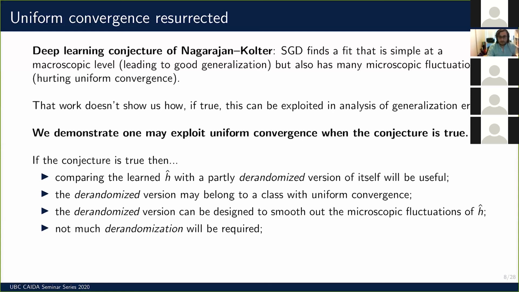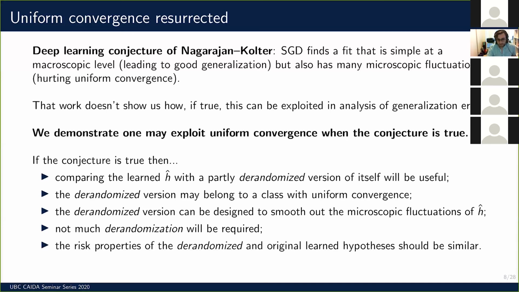And again, if the microscopic fluctuations are small and it's good at a macroscopic level, then we won't need to alter our learned hypothesis too much. And so the risk properties of a derandomized version and the original version should be similar. So the overarching goal here is going to be to try and find a derandomized version of the thing that we learn, which does have uniform convergence and is somehow similar to the thing that we've learned.